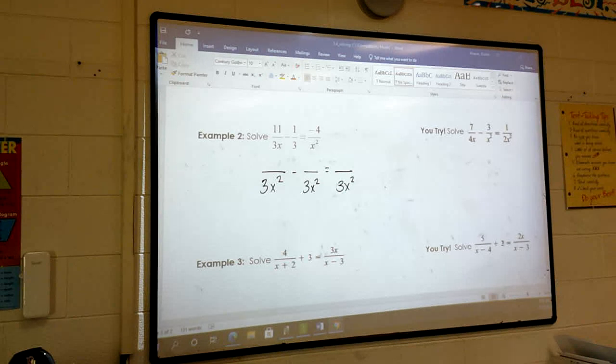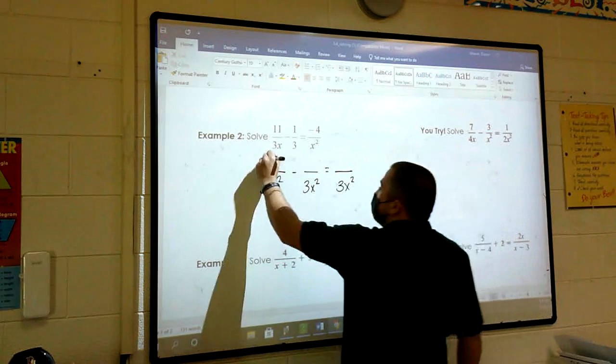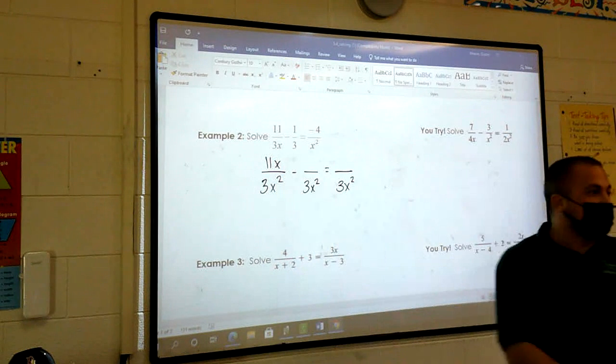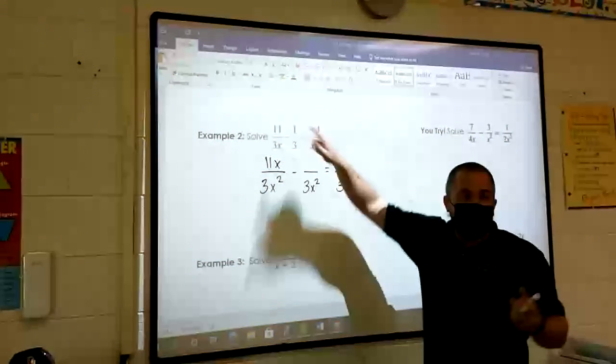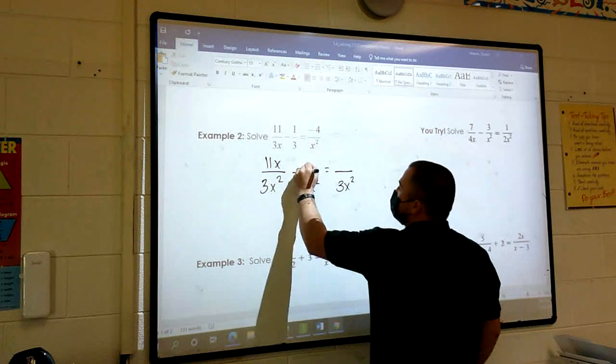Now, in the first fraction, we're saying, what do we need to multiply to get to 3x squared? So we're at 3x, and we want to get to 3x squared. So what do we need to multiply by to get from 3x to 3x squared? X, right? So we need another x. So we're going to multiply by x. So that will give me 11x. Here we only have 3, but we need to get to 3x squared. So we've got to multiply by x squared. Well, 1 times x squared is just 1x squared. So we just write x squared.